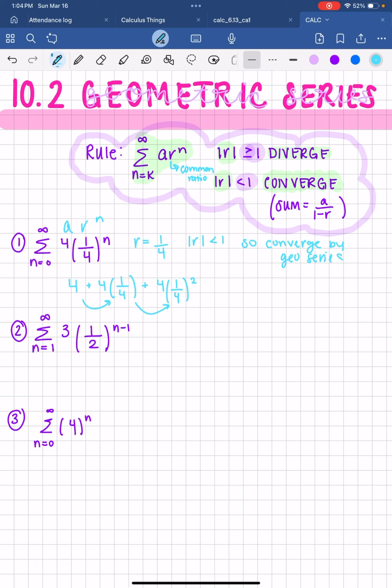You want to make sure you say if you converge or diverge, which test you used, and you have to show the conditions of the test, which I did right here. I said the absolute value is less than 1. I identified r, and then I made my conclusion.